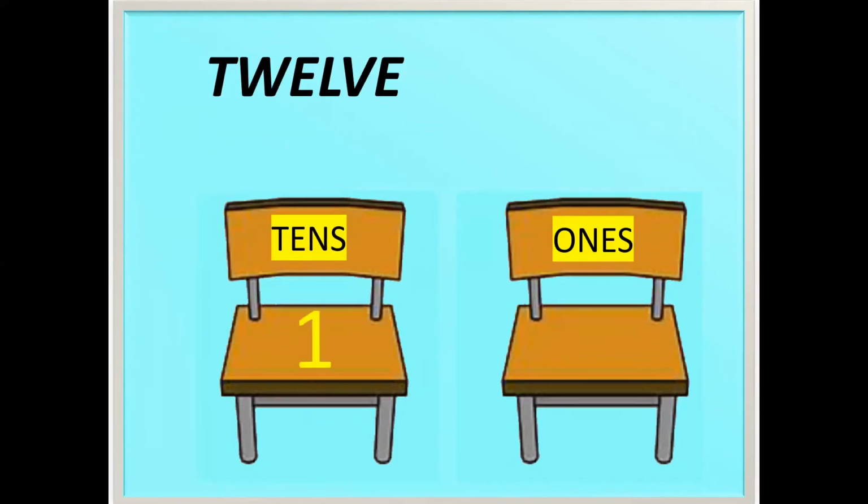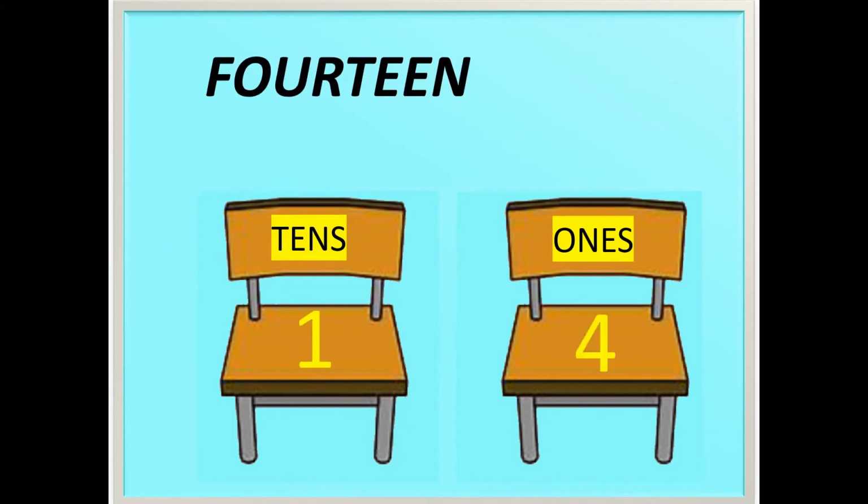12 is 1 ten and 2 ones. We spell 12 as TWELVE. 13 is 1 ten and 3 ones. We spell 13 as THIRTEEN. 14 is 1 ten and 4 ones. We spell it as FOURTEEN.